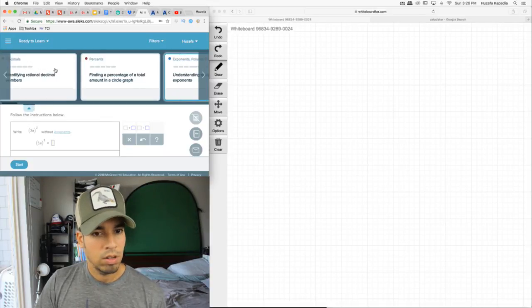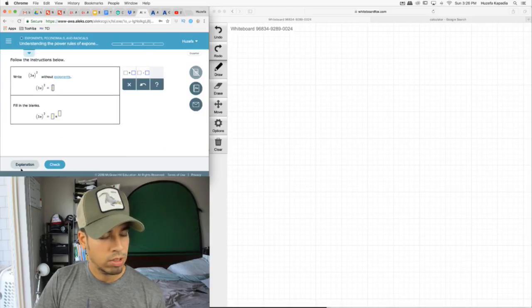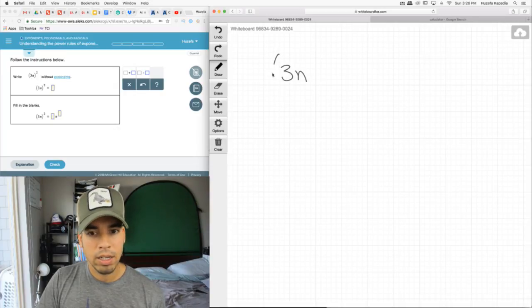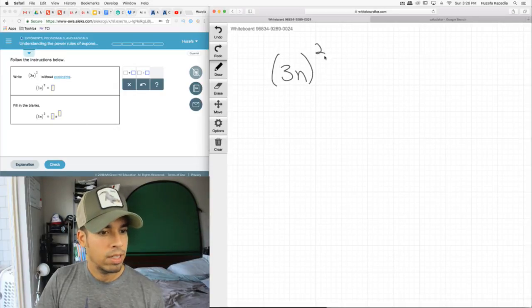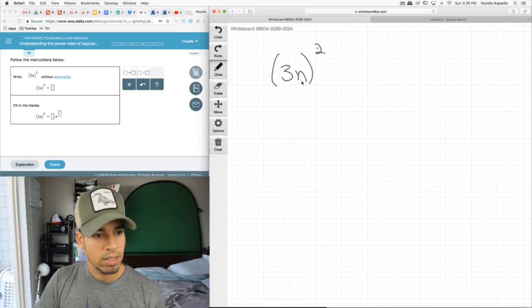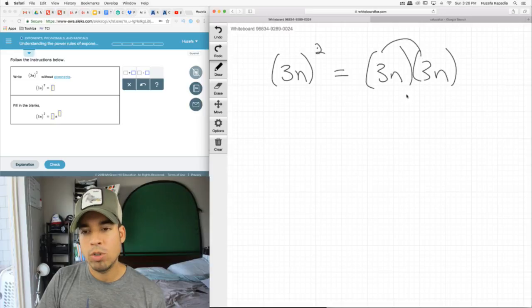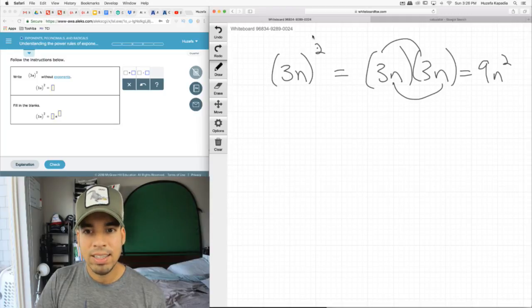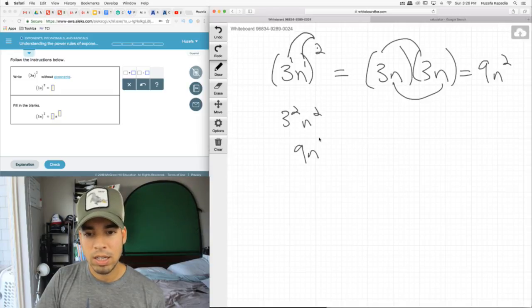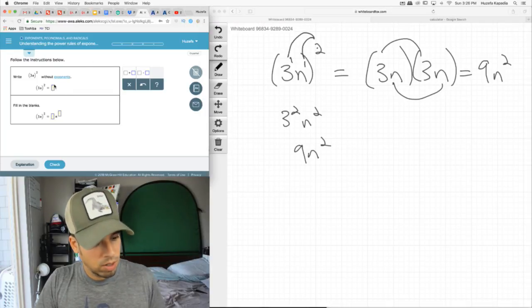All right. Understanding the power rules of exponents. Here we go. So here we're doing 3n and this whole value squared. So what's happening here is we're actually squaring this entire entity. The first way to think about it is it's 3n times 3n, where these guys multiply each other, these guys multiply each other, and we get 9n squared. The other way to think about it is this 2 squares each of these guys, or it multiplies their exponents, but they both have exponents of 1. So it becomes 3 squared n squared, which is again 9n squared. Both ways are fine to think about it.